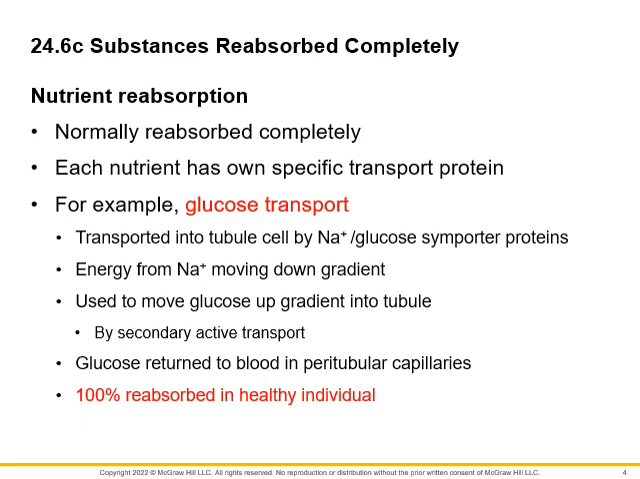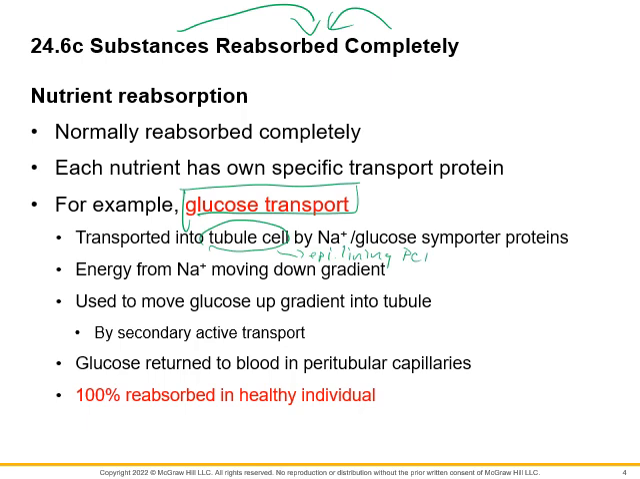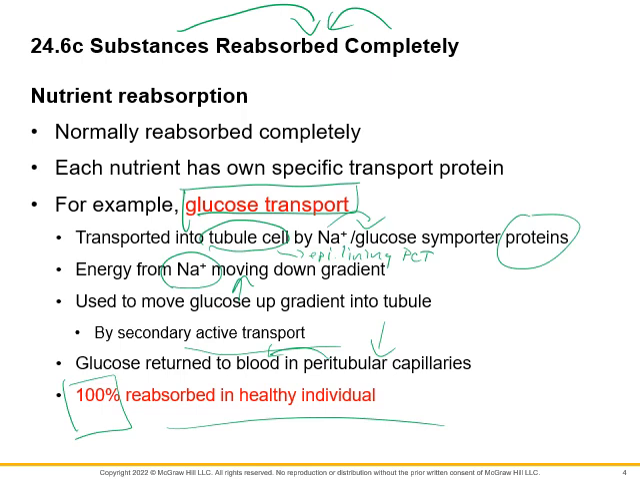First, let's start with substances that should be completely reabsorbed. So glucose transport. We're going to see that into the tubule cell, hopefully we're thinking epithelial lining of the PCT. So these tubule cells are going to transport sodium and glucose through proteins, and the energy from moving the sodium is going to be used to move glucose the opposite way. So secondary active transport is what we call this, and then we're going to see the glucose return to the peritubular capillaries into the blood plasma. So 100% of glucose should be reabsorbed in healthy individuals.